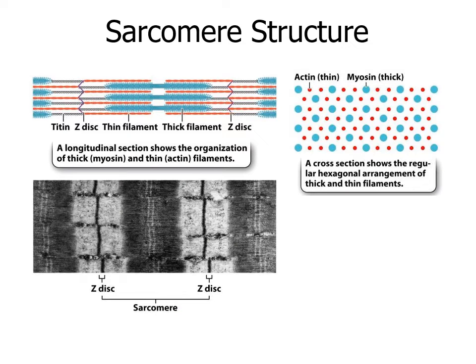Sarcomeres have these alternating thick and thin filaments. So the Z lines define the ends of the sarcomeres. And you see how the actin, kind of the tan or red here, how those filaments are interspersed with the myosin filaments. So this is a longitudinal section here showing the thick and thin filaments. There's a nice electron micrograph of the same down at the bottom. Here's an end-on version looking at the alternating thick and thin filaments as well.